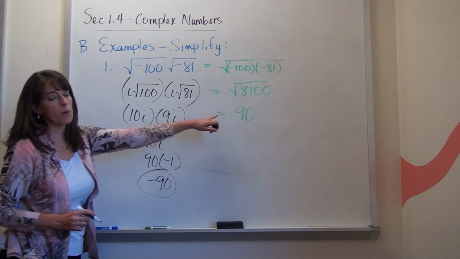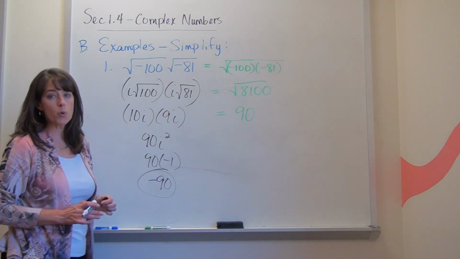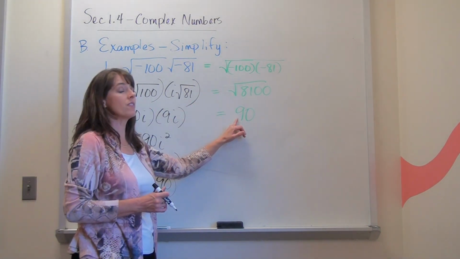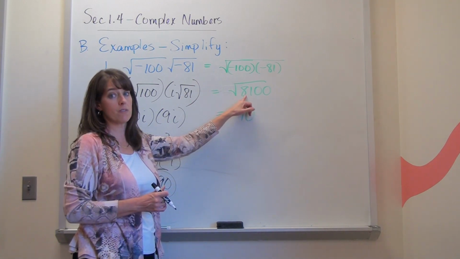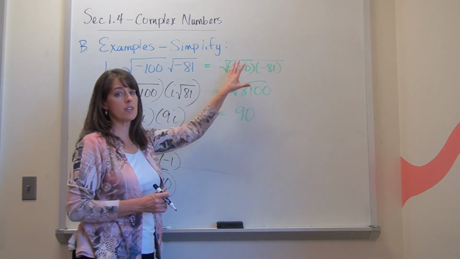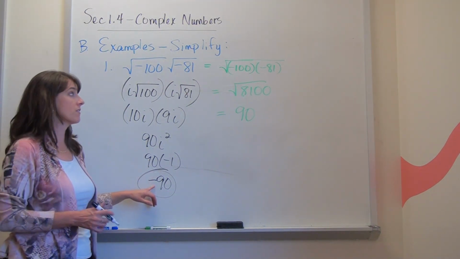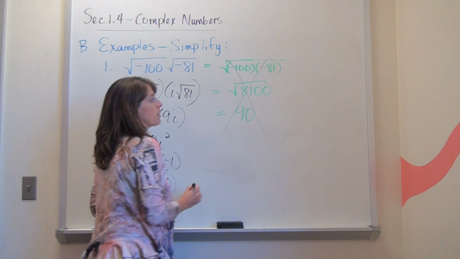That is different than what we got over here, because this ignored the fact that we had negatives underneath that radical. Now technically, I could say a negative 90 times a negative 90 will give me a positive 8100. But there wasn't anything in this process that indicated I need to pay attention to the fact that that is going to be a negative 90. So you really don't want to go through that process.